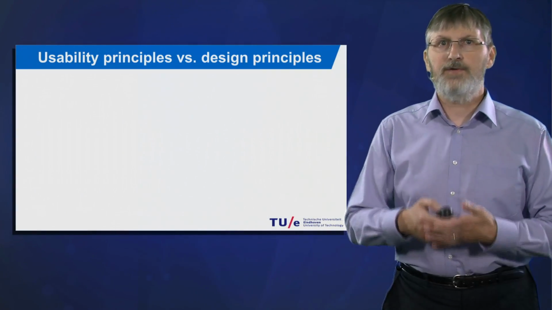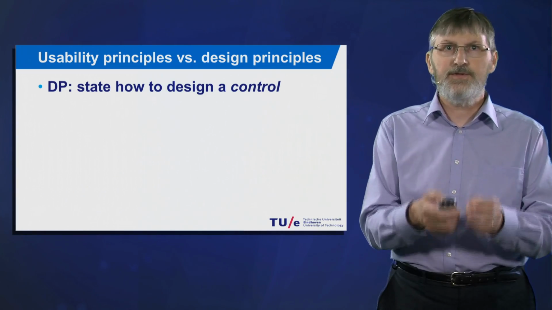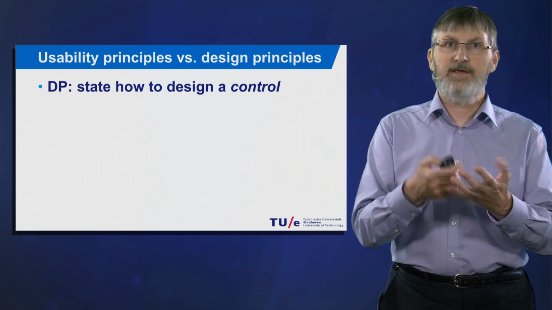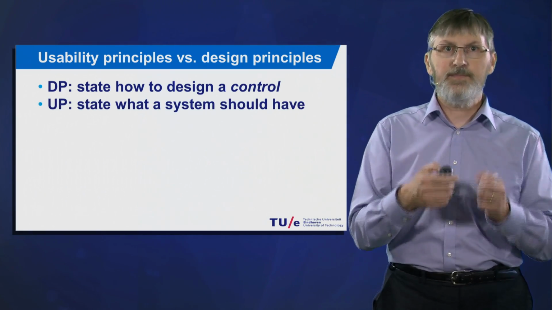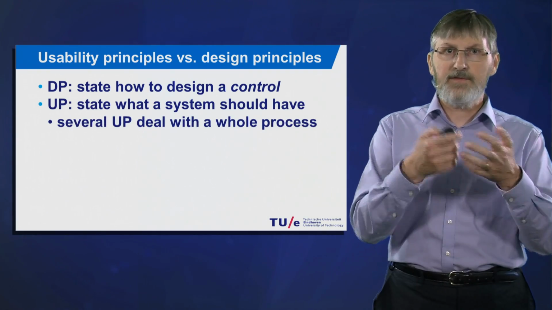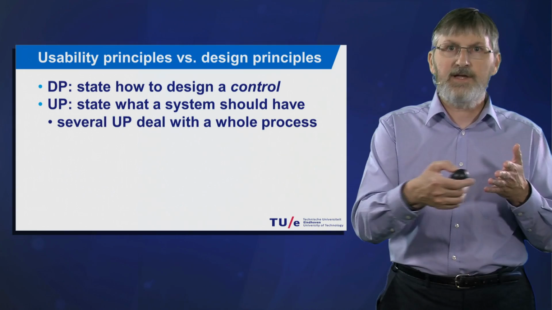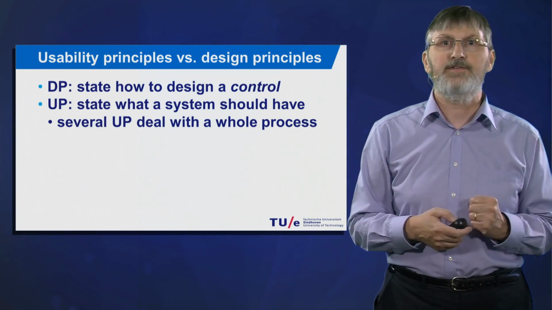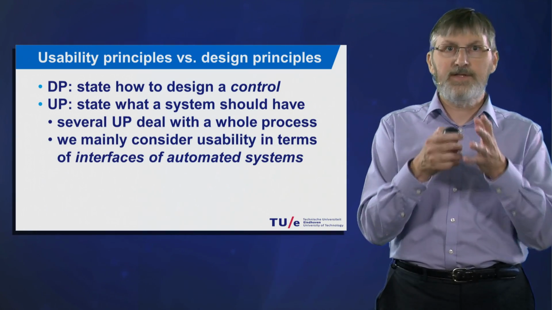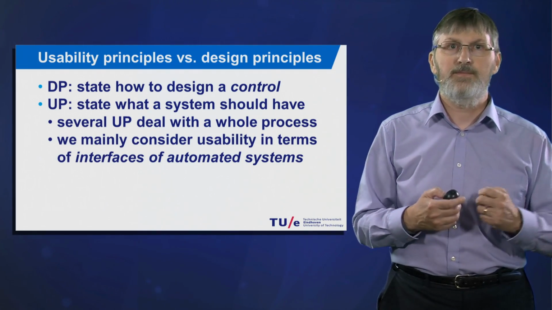In part 2 of the course, we discussed design principles. They state how you should design a control or its feedback in order to make an interface usable. Usability principles are more about the state a system should have, and several of the usability principles deal with a whole process of performing a task and making sure that the whole process is a smooth experience. We are mainly concerned with usability of automated systems, although some of the examples may be drawn from the physical world.